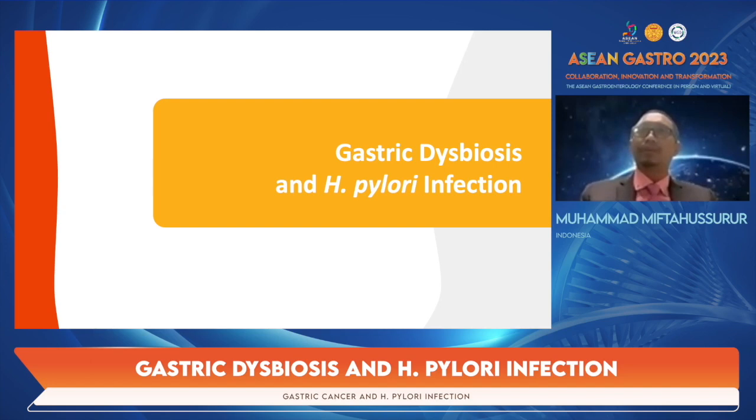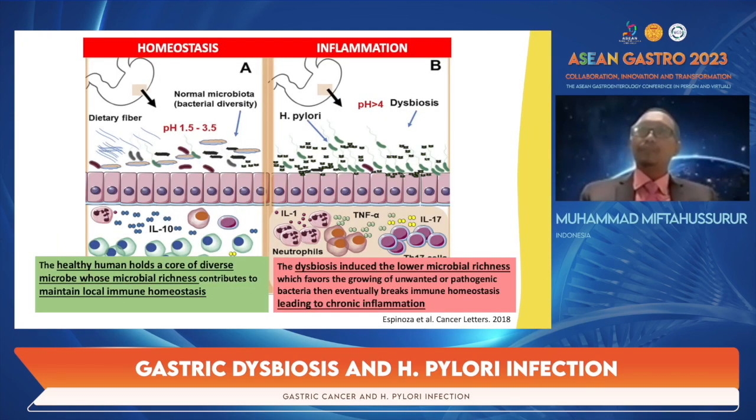Here is the core of my topic today, gastric dysbiosis and H. pylori infection. As I said before, H. pylori infection is one of the factors that can influence the gastric microbiome balance. The stomach infected with H. pylori might undergo changes in the gastric environment. Two gastric conditions are found, homeostasis and inflammation. The homeostasis state is maintained by diverse microbes with high microbial richness, whereas in the inflammation state a dysbiosis occurs that induces lower microbial richness, which favors the growth of unwanted or pathogenic bacteria, then eventually breaks immune homeostasis, leading to chronic inflammation.